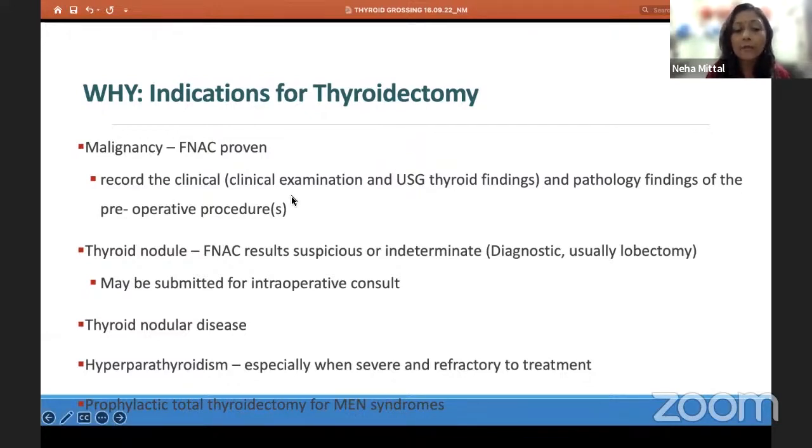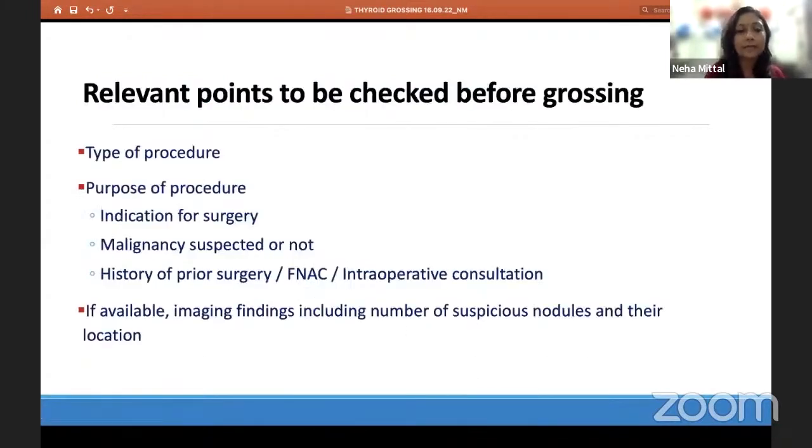Thyroid nodule FNAC results are suspicious, Bethesda category 3 lesions repeated twice, or indeterminate. And in such cases, the procedure may be diagnostic, that is a lobectomy or a hemithyroidectomy, which may again be received for frozen section or directly for final histopathology. Thyroid nodular disease and prophylactic total thyroidectomy, as I've already said, for MEN syndrome.